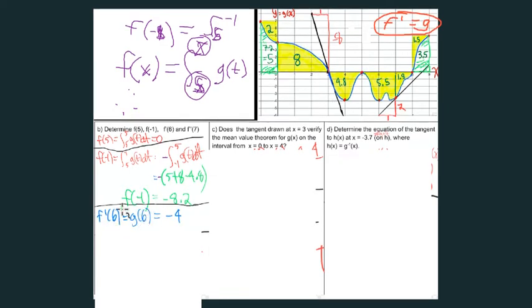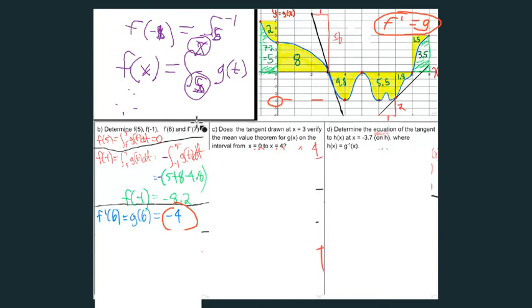So it says g at 6, so I go to x equals 6, which is out here. I go down and look at the y value and come across here, and it's negative 4. Okay, so negative 4. So the y value on this curve, when x equals 6, is negative 4. What does that mean? That's the slope of f at x.